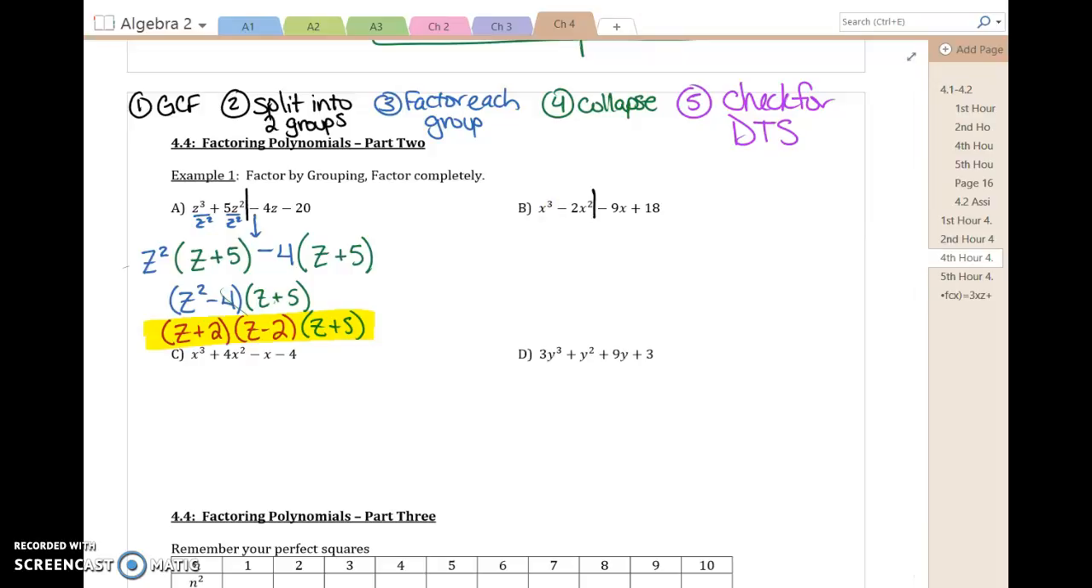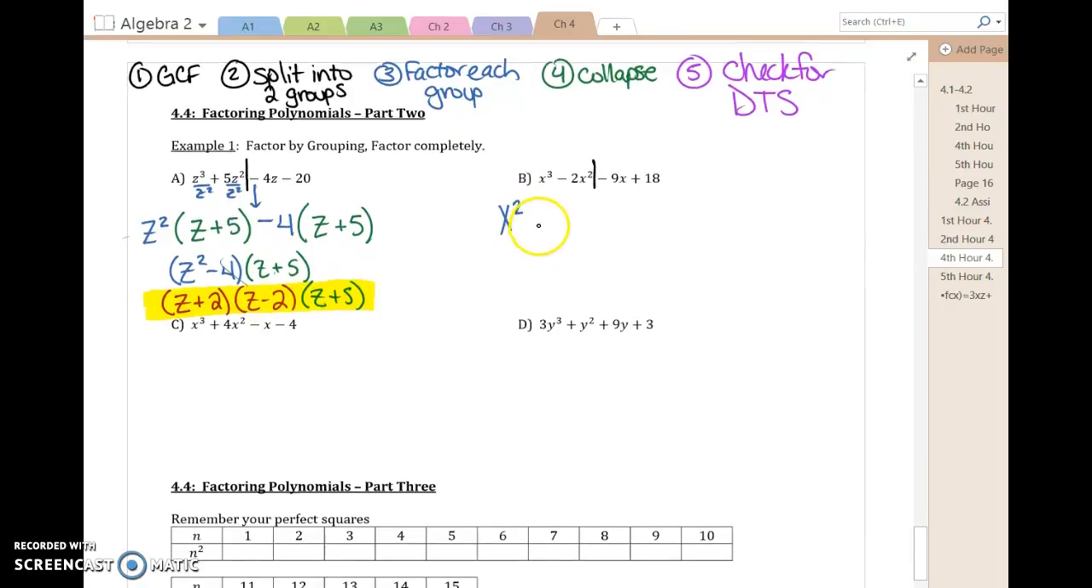All right, let's factor the first group. What do x to the third and negative 2x squared have in common? X squared. And that will leave us with x minus 2. X to the third divided by x squared is x. Negative 2x squared divided by x squared is negative 2.